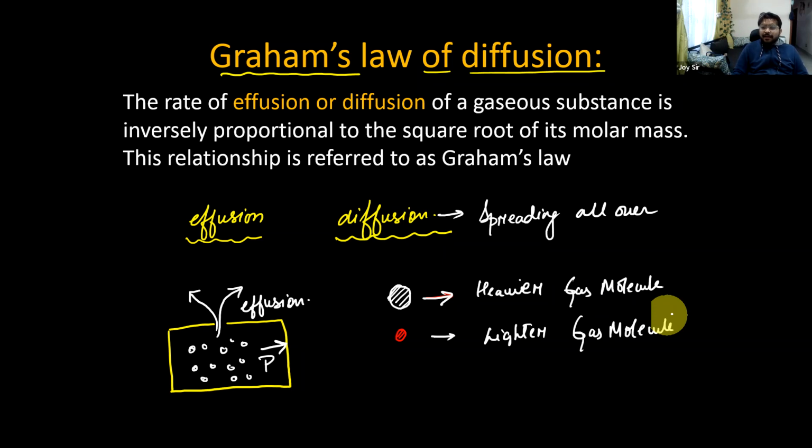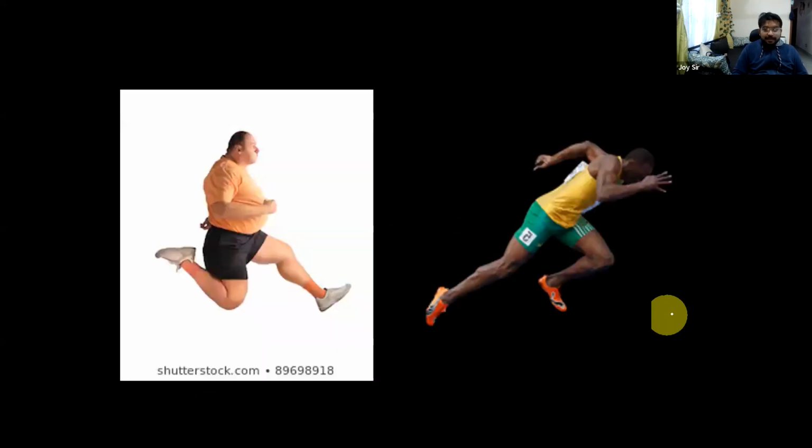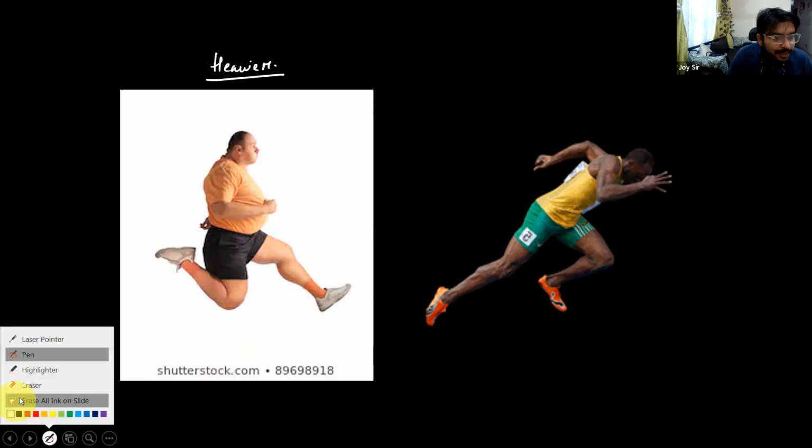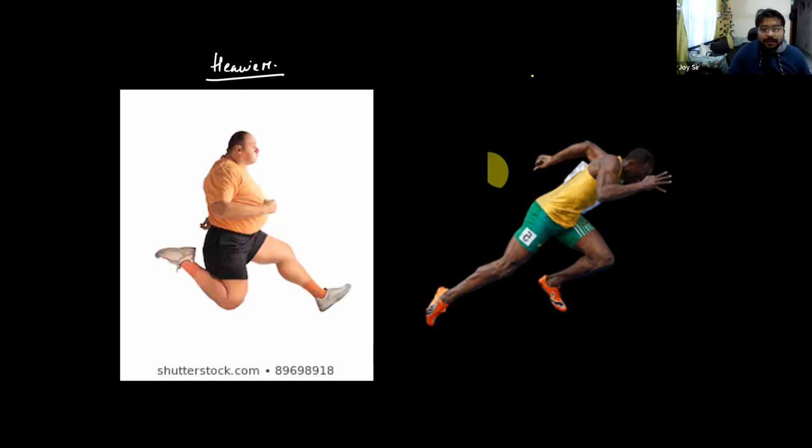There is a very famous story to that. On the left, there is a heavier person. Thus, the person is heavier. We are not trying to say anything else, but at least we must physically agree that the person must be heavier. And here there is definitely a sprinter. We have Usain Bolt's picture over here. He is definitely more trained, but if he is lighter, then he can move faster.